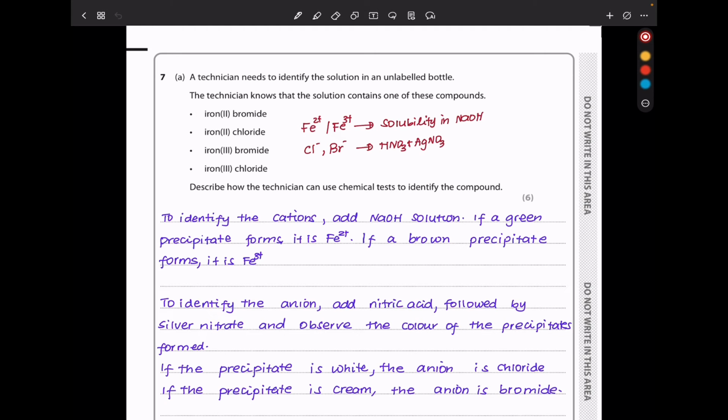In question 7, a technician needs to identify the solution in an unlabeled bottle. The technician knows that the solution contains one of these compounds. So here we have 2 cations and 2 anions. The cations, which are ion 2 and ion 3, can be identified using solubility in sodium hydroxide. We'll see the colors of the precipitates formed, and then we can make a conclusion. And then the chlorides will add nitric acid, followed by silver nitrate, and then look at the precipitates formed. These are going to be silver halides. For the bromide, they're going to be cream, and for the chloride, they're going to be white.